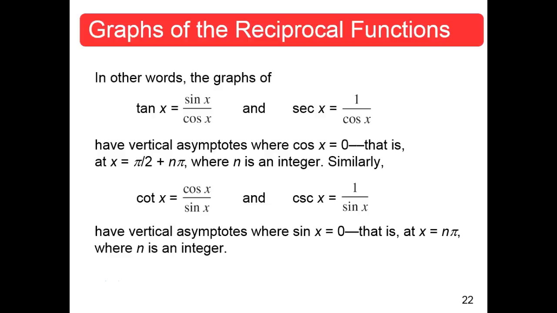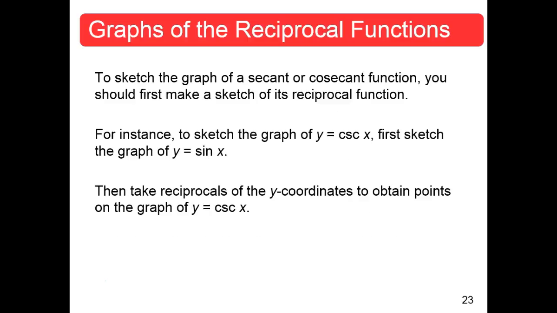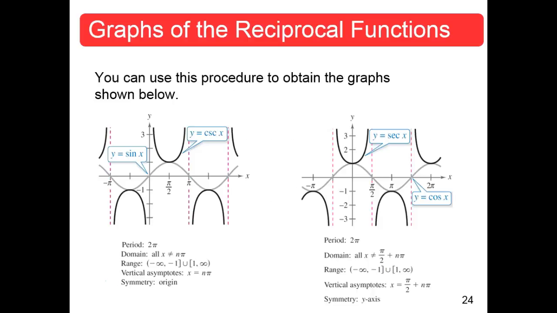Okay. Are we running out of time? Oh, not yet. We got 2 minutes. Okay. To sketch the graph of secant or cosecant, you should first make a scratch sketch of the sine or the cosine, whichever is appropriate. So if you were trying to do cosecant, first sketch the sine. Do it on that same graph. Then take reciprocals, and it's actually easier than that. And we'll pick up and go from there next time. So we will be starting right here next time.